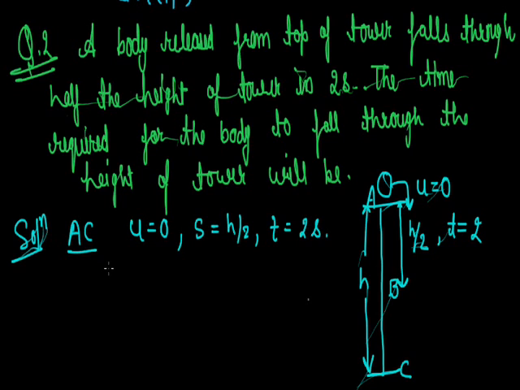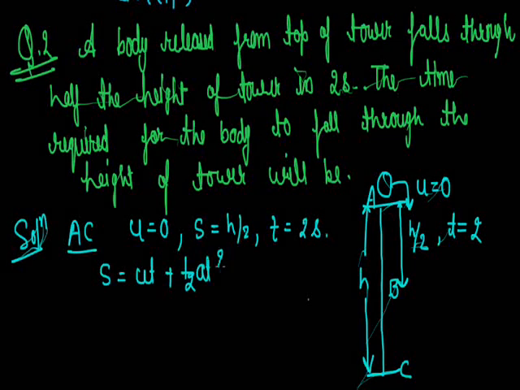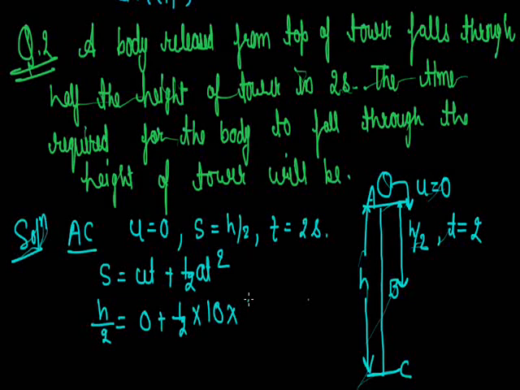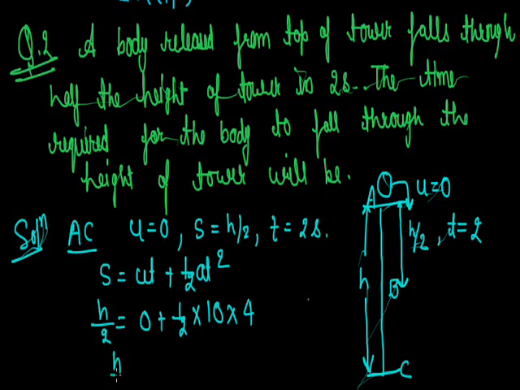So by second equation we can write s equals ut plus half a t square. S equals h by 2, u is 0, half a will be equal to g means 10, t square means 4. So here h by 2 becomes 20. So we can write h equals 40 meter.